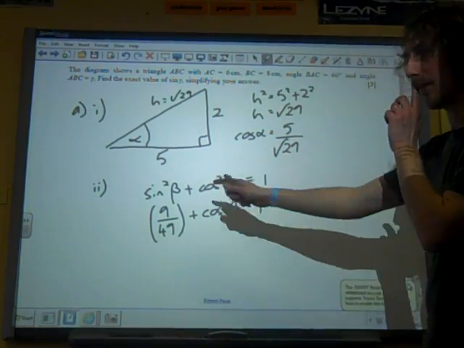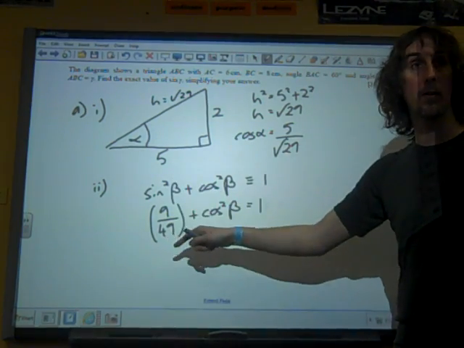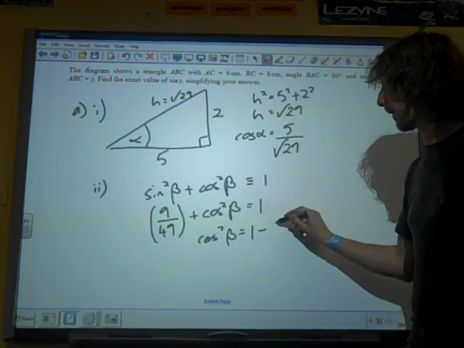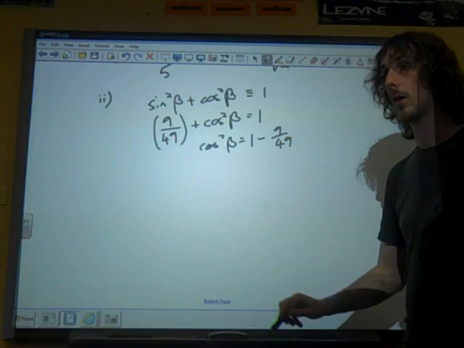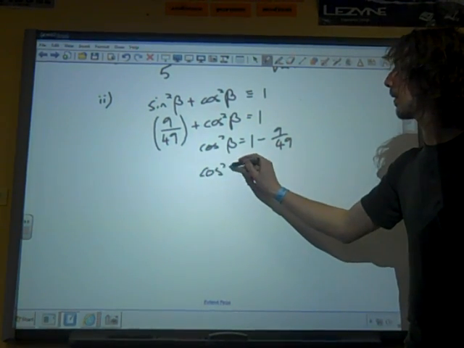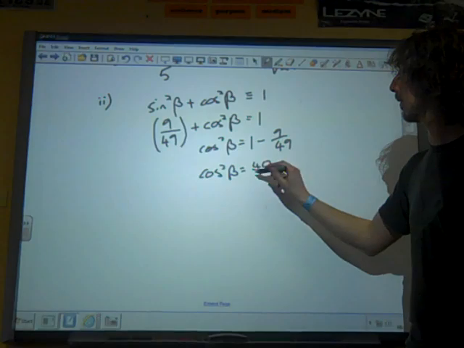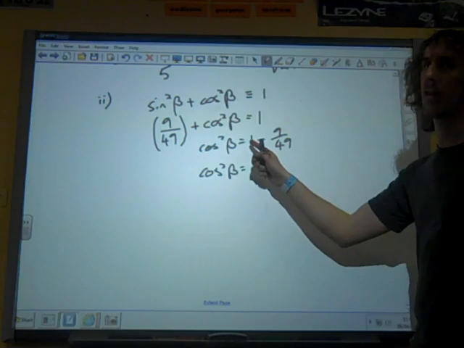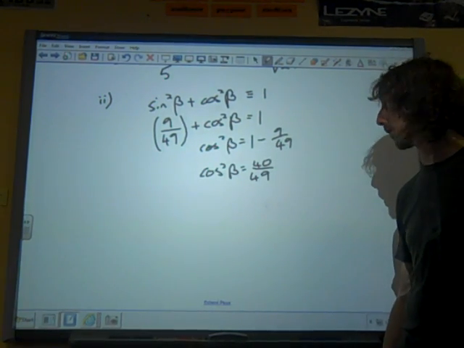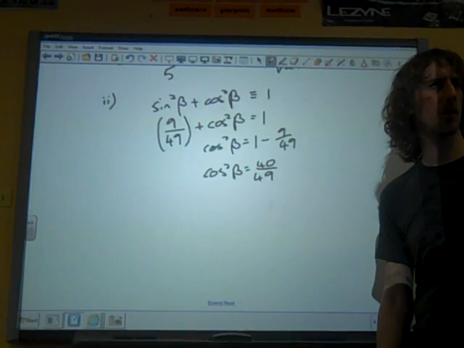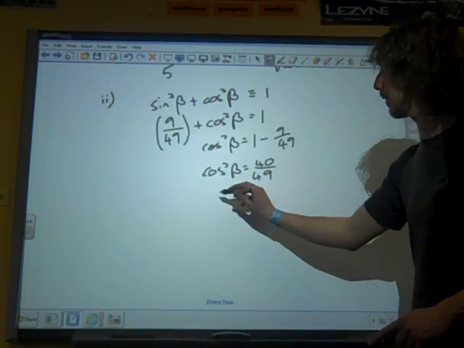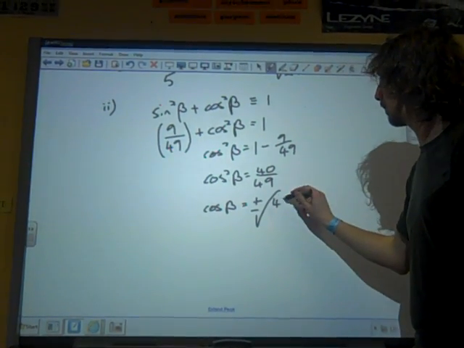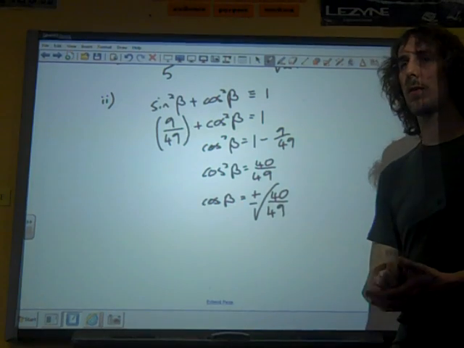Now if we rearrange that, we just squared 3/7, so I didn't need to get 9/49. So if we rearrange this, we've got cos squared beta is 1 minus 9/49, which I think is 40 over 49, because that's 49/49, take away 9/49, leaving us with 40/49. That's what cos squared beta is. So cos beta is plus or minus the square root of 40 over 49.